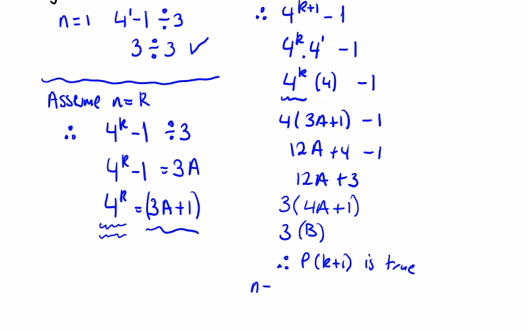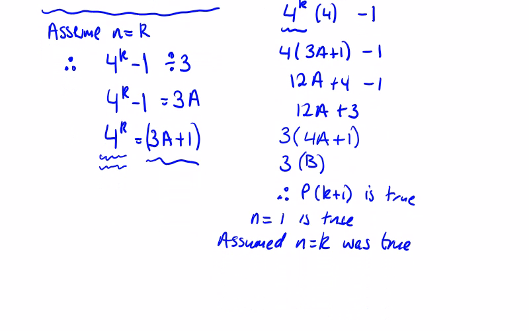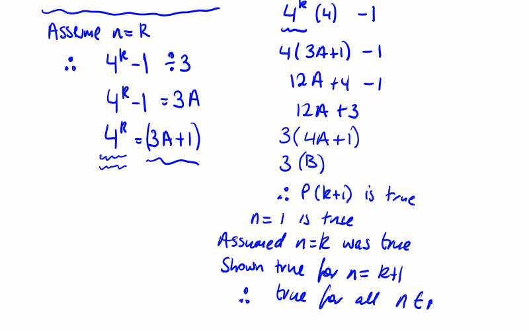So n equals 1 is true. Assumed n is equal to k was true. Shown or proven true for n is equal to k plus 1. Therefore, true for all n is an element of natural numbers. So for all natural numbers, k plus 1, which is k plus 2, and so on, it's true. Let's have a look at a few more of these.